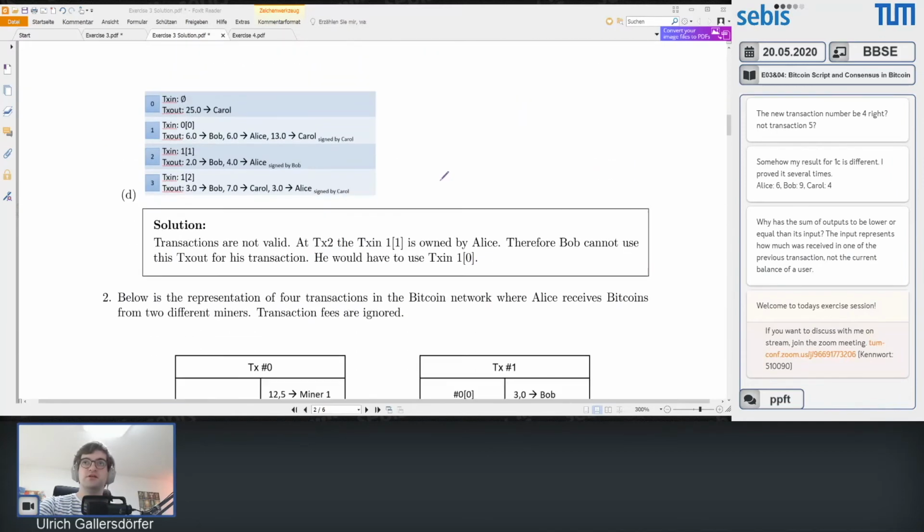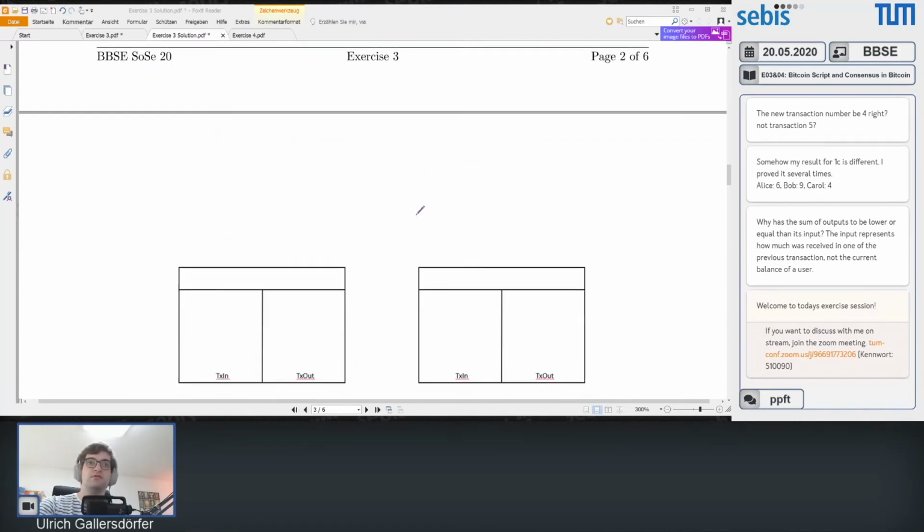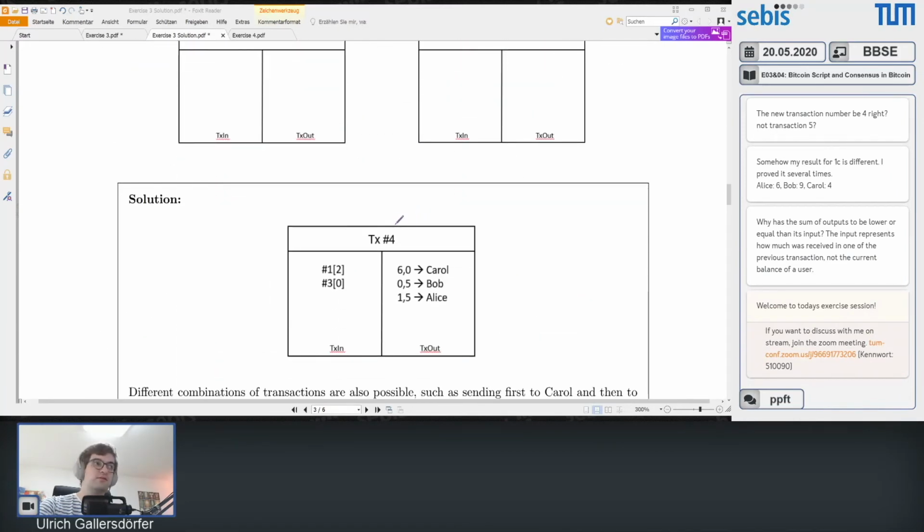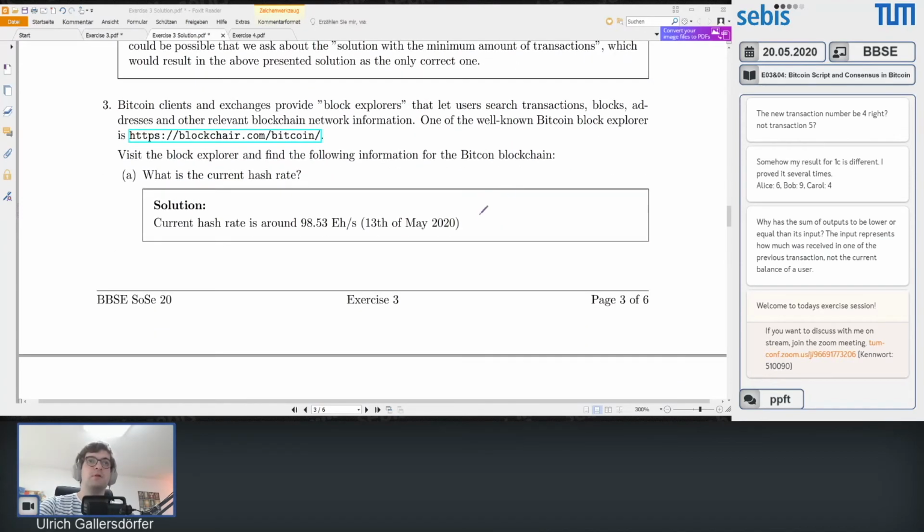Yeah, and also the new transaction be number 4, right? Not 5. Yeah, so 4. Sorry, I did this wrong on my iPad. Okay, continue.